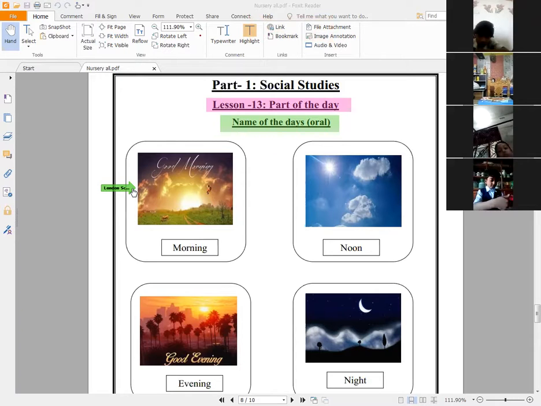Everyone, listen to me. We have four parts in a day. We will read the names of these four parts orally now. Okay. Do you understand? Yes, understand. Morning.